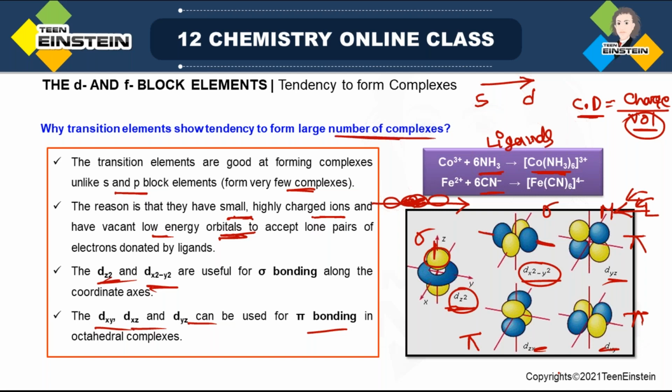Okay, here we have these 2 examples. Ammonia is a neutral ligand, so that is why the 3+ charge that is present over the metal is also present outside the coordination sphere. And for Fe2+, 6 cyano means 6 negative charge. Total positive charge is 2+, that means 4 negative charge will be in excess, and that is mentioned outside the coordination sphere.